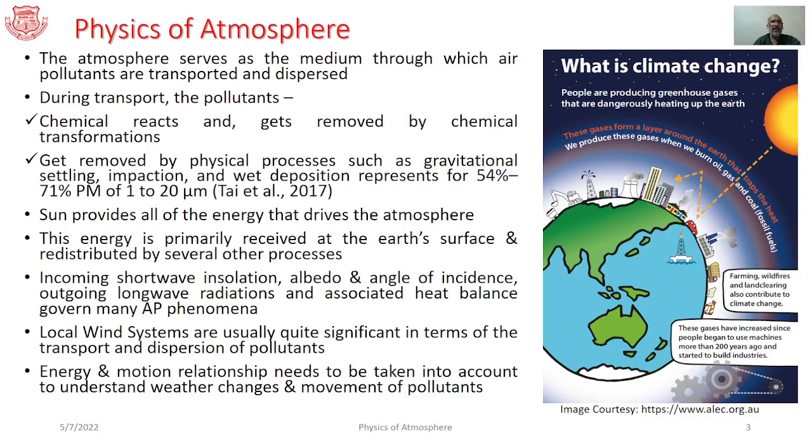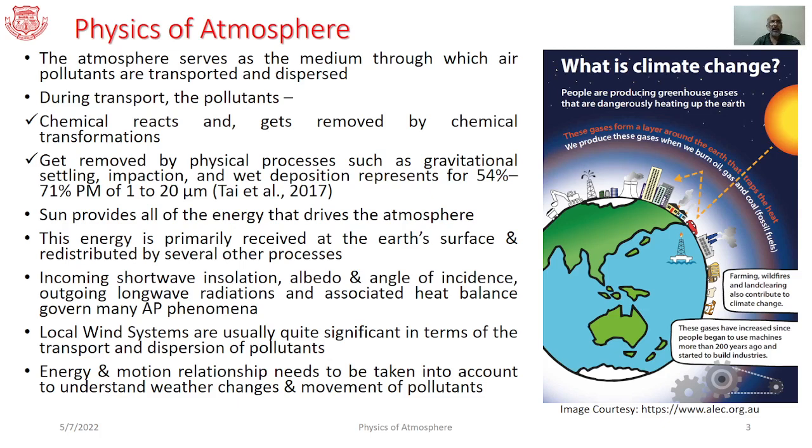As the Earth receives this short wave insolation, a portion of it will be absorbed, as well as through certain elements it will be transmitted, and even a portion of it will be radiated back in terms of long wave emissions. So, all such interactions are associated with the heat balance, and that governs a lot of air pollution phenomena.